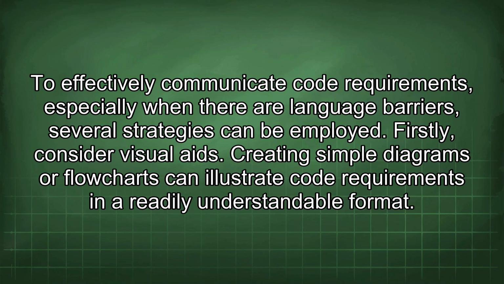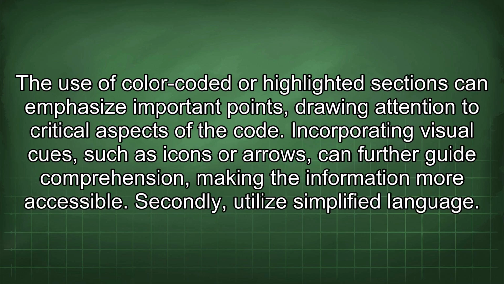To effectively communicate code requirements, especially when there are language barriers, several strategies can be employed. Firstly, consider visual aids. Creating simple diagrams or flowcharts can illustrate code requirements in a readily understandable format. The use of color-coded or highlighted sections can emphasize important points, drawing attention to critical aspects of the code. Incorporating visual cues, such as icons or arrows, can further guide comprehension, making the information more accessible.